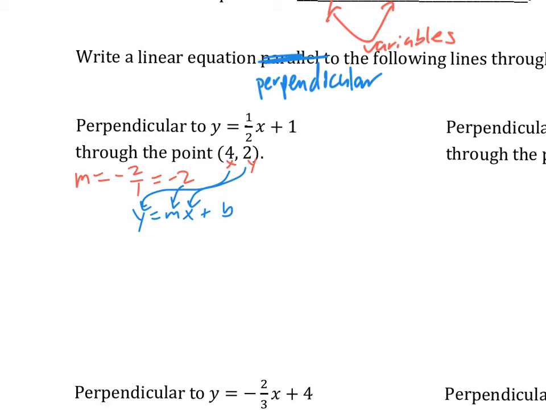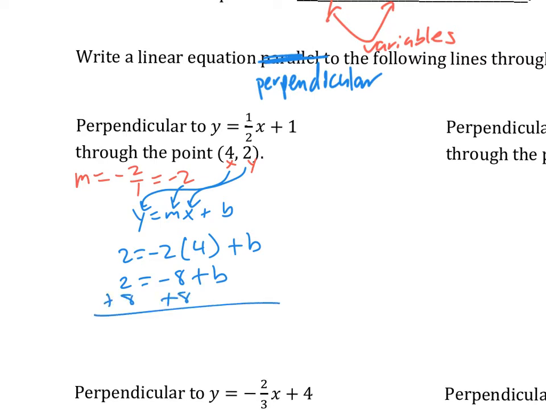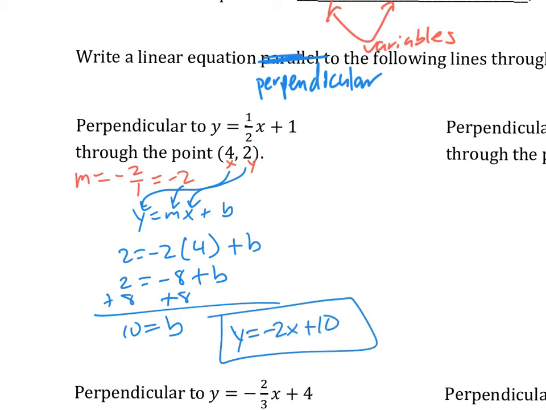Okay, so we'll get 2 equals negative 2, which is our slope, times 4, which is our x value of our point, plus b. Okay, now we solve for b. So 2 is equal to negative 2 times 4 is negative 8 plus b. Add 8 to both sides. And then we get 10 is equal to b. Okay, b equals 10. So our equation in its final form is going to be y equals negative 2x plus 10.